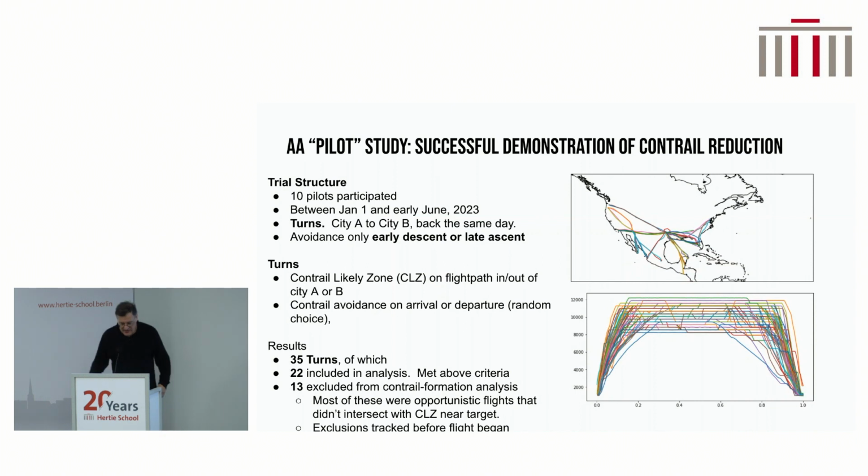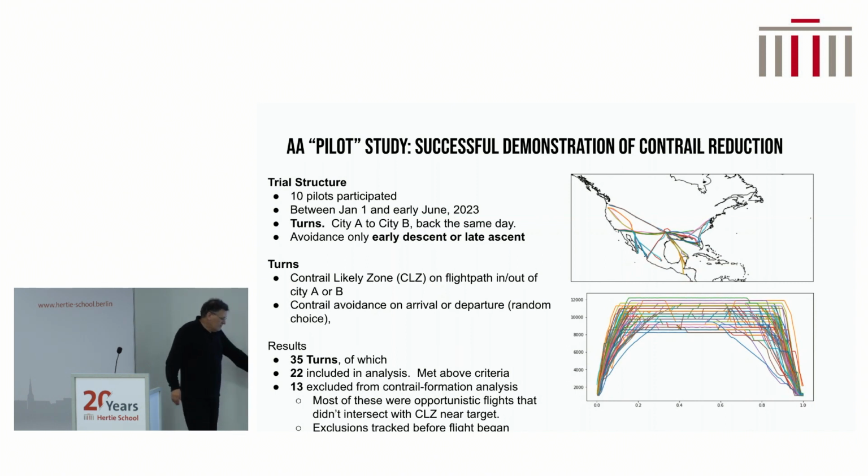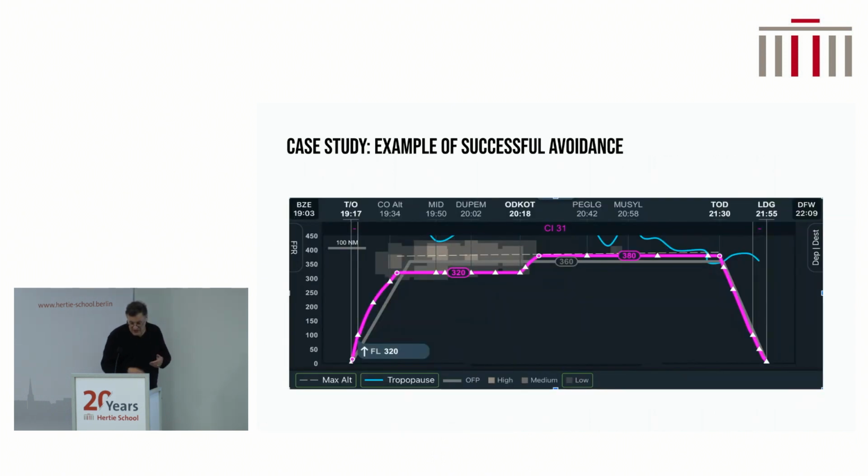So again, we were randomly assigning them treatment or control, and by the time we did all the experiments, we predicted these things called contrail likely zones, which are these regions, and we had 22 pairs, where the contrail likely zone existed on both the ascent and the descent. So we had n equals 22, which is not very much.